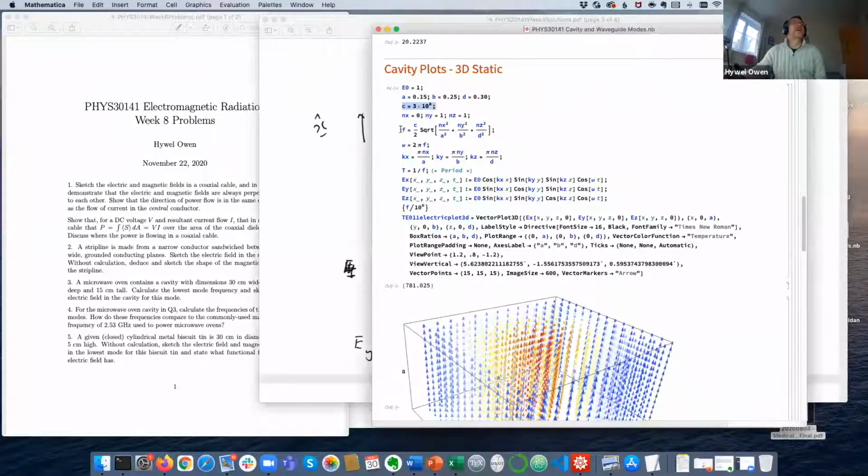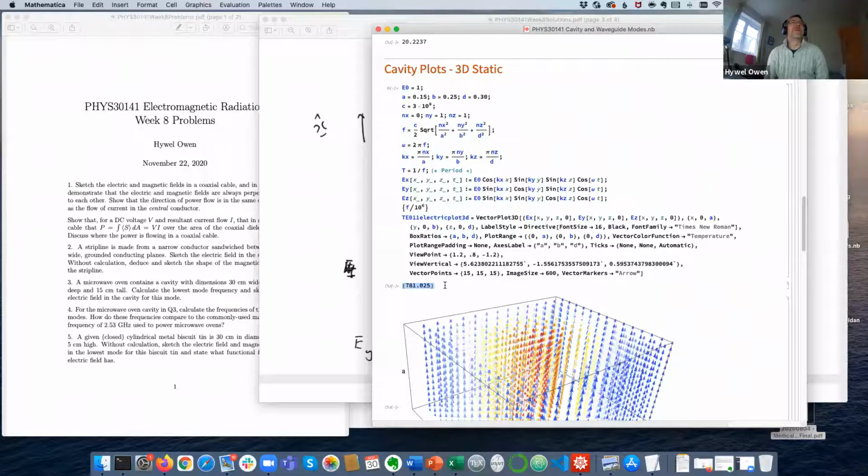And again, if you look at the notes, you can see that I can define the resonant frequency of the cavity in this mode as given by nx squared over a squared plus ny squared over b squared, and so on, with a square root. And then, of course, I have to change that wavelength into a frequency. So this will tell me what that frequency is. That frequency is 781 megahertz. So that is the lowest mode frequency.